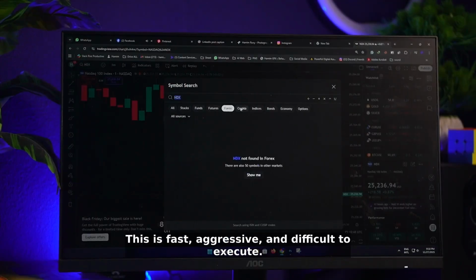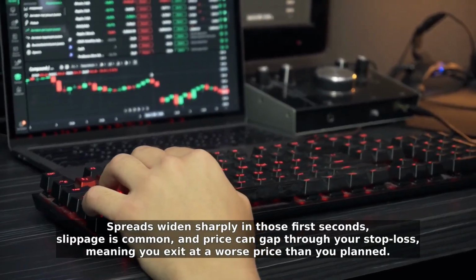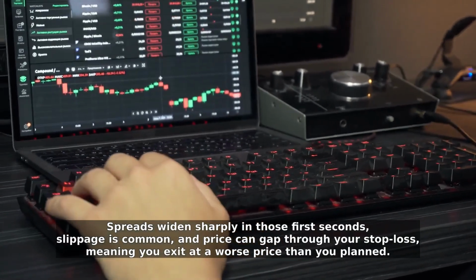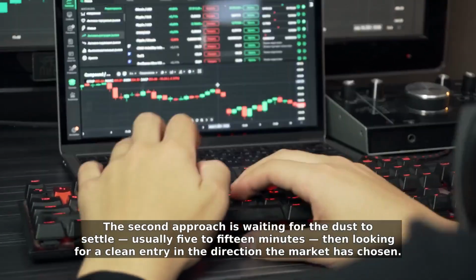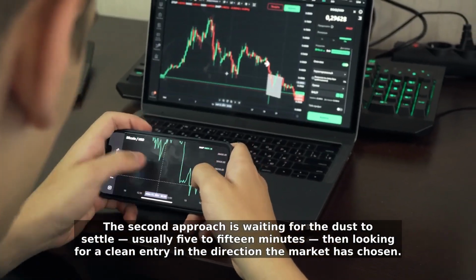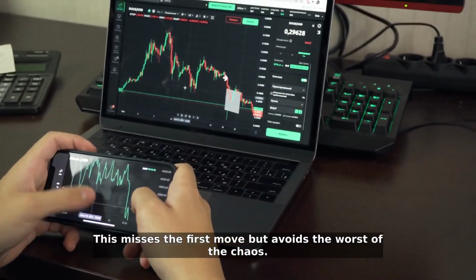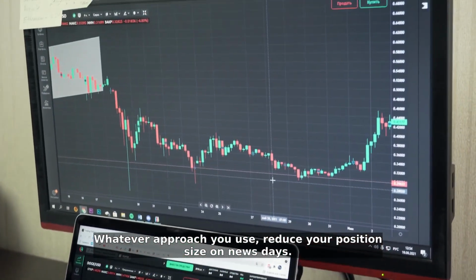When it comes to actually trading the event, there are 2 broad approaches. The first is entering on the initial spike. This is fast, aggressive, and difficult to execute. Spreads widen sharply in those first seconds. Slippage is common, and price can gap through your stop loss, meaning you exit at a worse price than you planned.